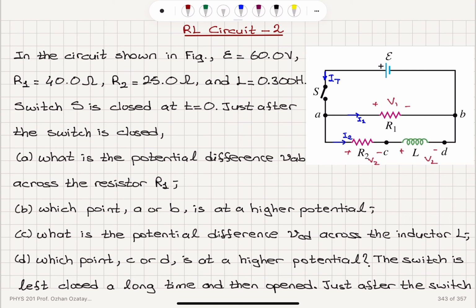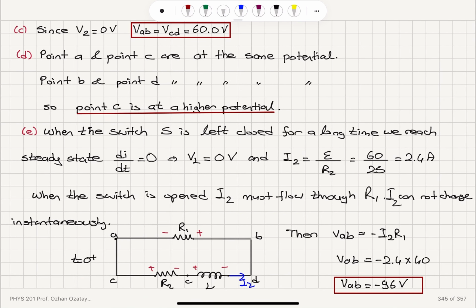And what is the potential difference VCD across the inductor L? The current through the inductor cannot change instantaneously. Before the switch was closed, the current was 0. So that means this current through the resistance R2 will be equal to 0. So there will be no voltage drop across this. So VCD will be equal to VAB. So that's what we see here. It is 60 volts.